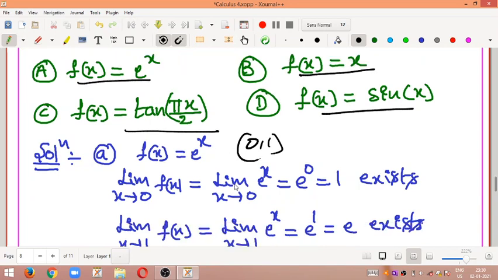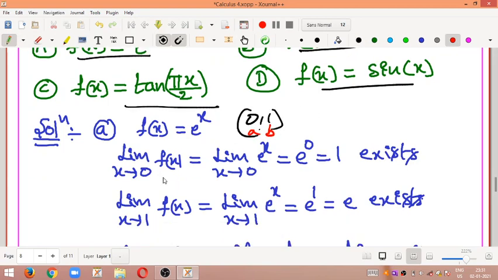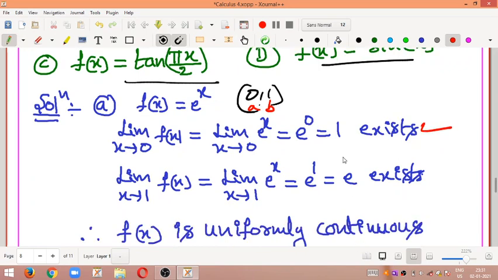Now we want to check the second step: the limit as x tends to a and the limit as x tends to b. Here a = 0 and b = 1. The limit as x tends to a of f(x) is the limit as x tends to 0 of e^x. e^0 is 1, which exists and is finite.